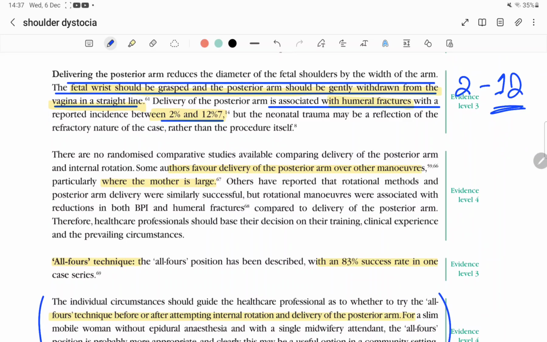Now sometimes they ask whether we have to go for the posterior arm delivery or the internal maneuvers. When the mother's BMI is large and both the things are given in the option, then you have to favor the delivery of the posterior arm. Okay, the all fours success rate is 83%.